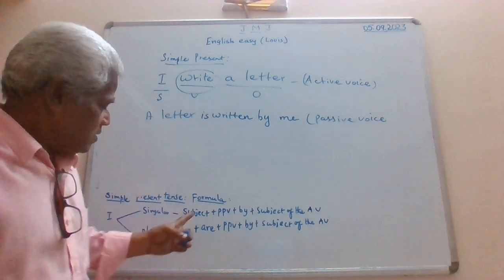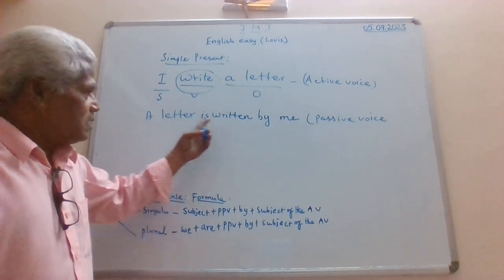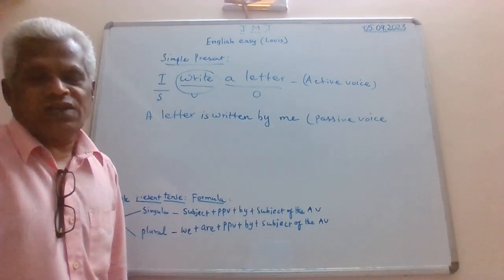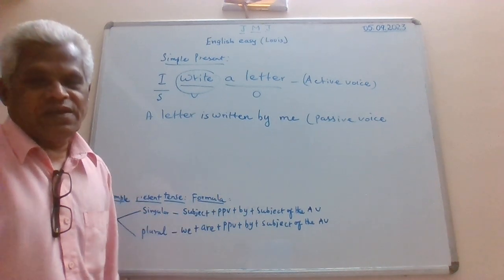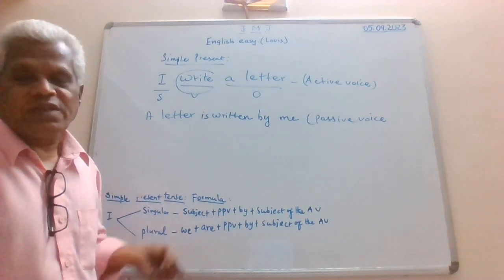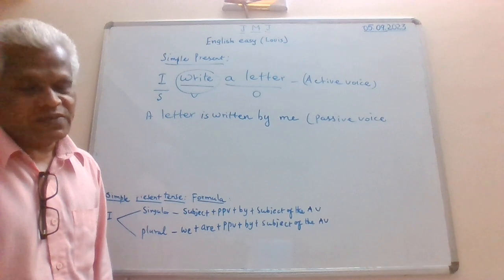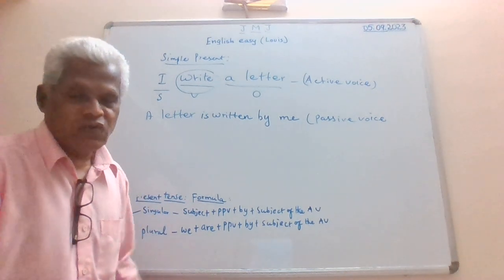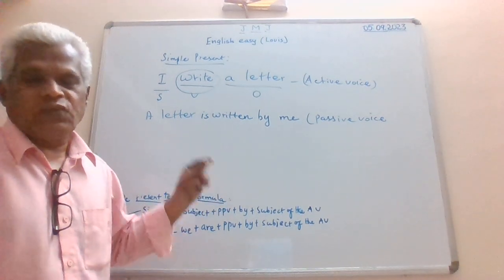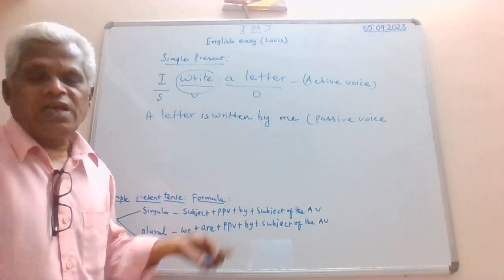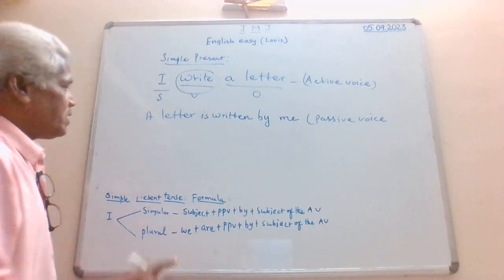Got it? Look at the rules, look at the sentences, and we are very sure. Simple present tense. Now we go to first person plural. What is the subject of the first person plural? We. So let me write using the subject we in active voice, then we change into passive voice.